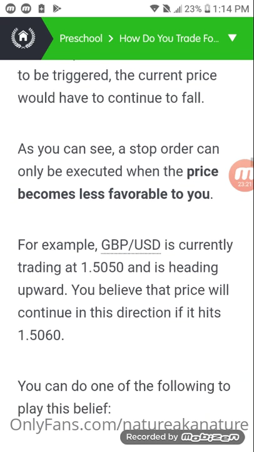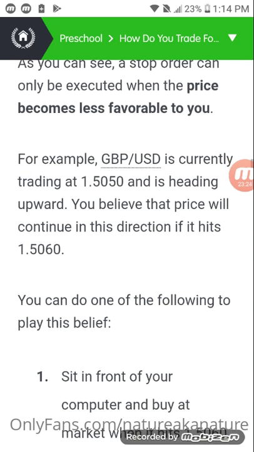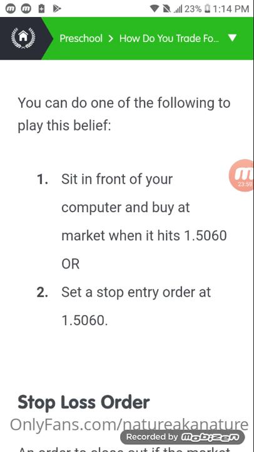That's just an example for GBPUSD. It's currently trading at 1.5050 and it's heading upwards. You believe that price will continue in this direction if it hits 1.5060. You can do two things. We put a buy stop order in for this example. GBPUSD is currently at 1.5050 and heading upwards, and you believe that price will continue in that direction if it hits 1.5060. So this is what you can do if you wanted to trade that.